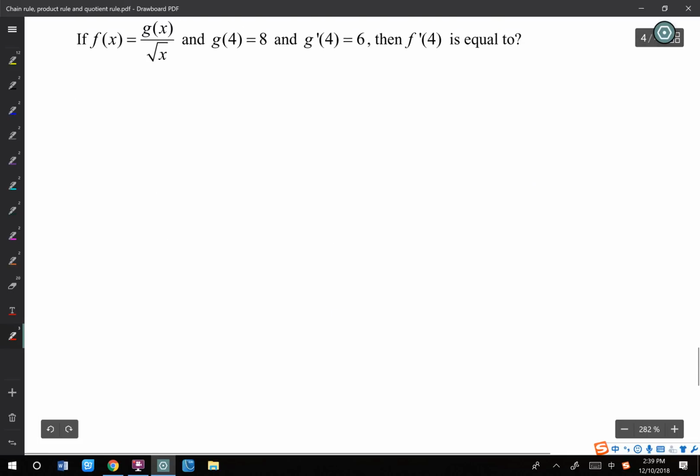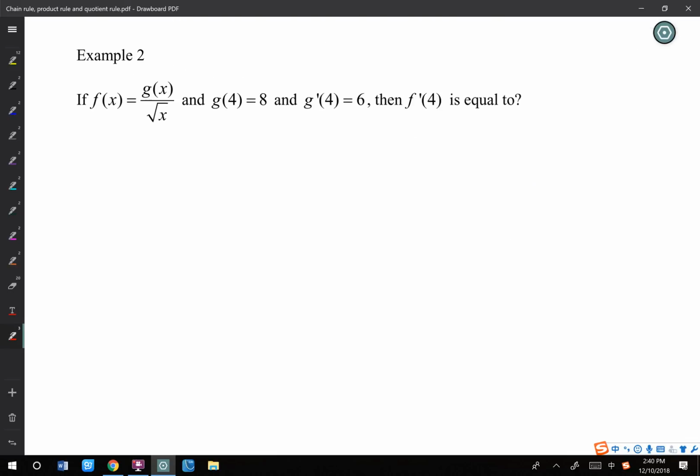But let's have a look at example 2. Example 2 is important.